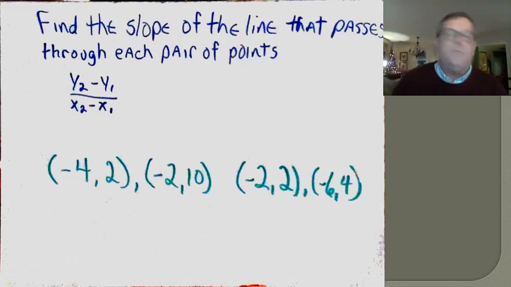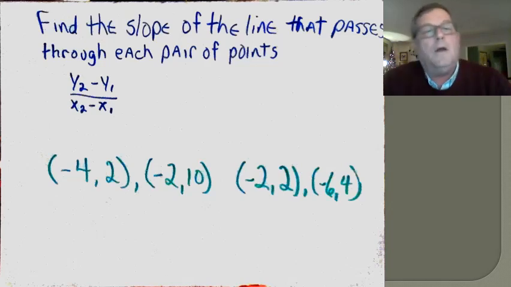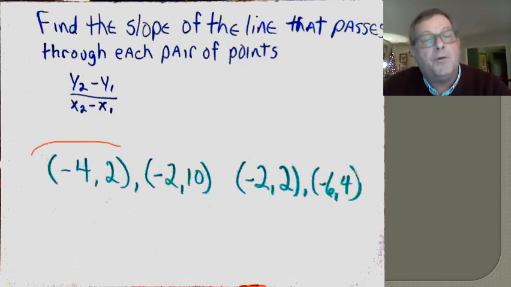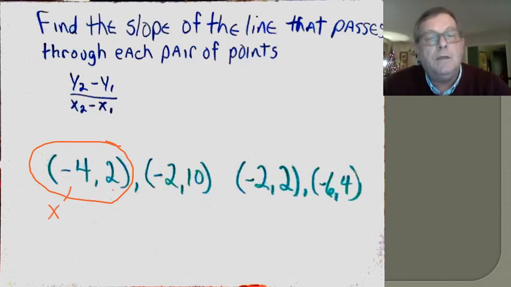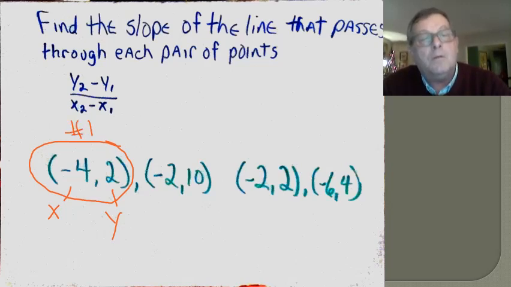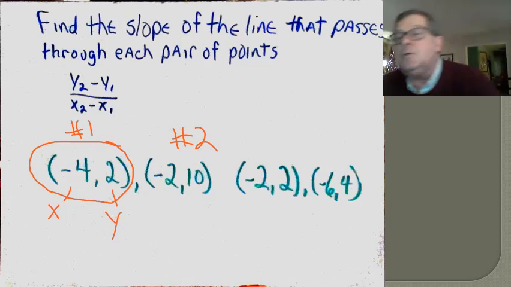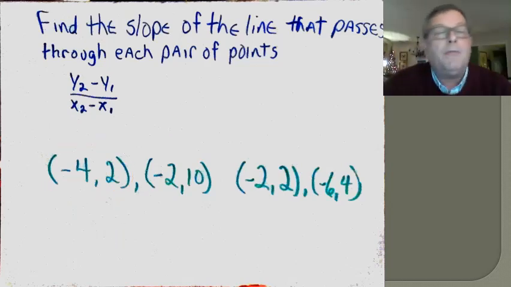All right, let's look at a couple more. Let's find some slope. So we've got an ordered pair right here. This is another term we can use for this. The number to the left of the comma is a value for x. The number to the right of the comma is a value for y. This is my ordered pair number 1. Over here is ordered pair number 2. And I'm just going to do y2 minus y1 over x2 minus x1.